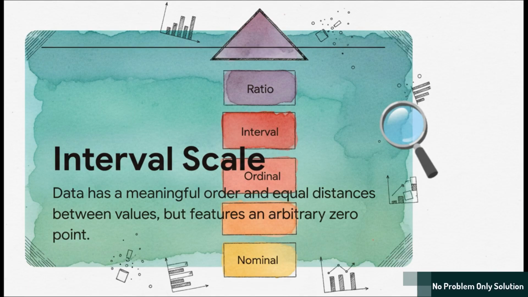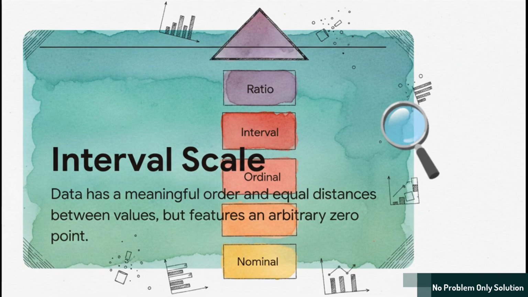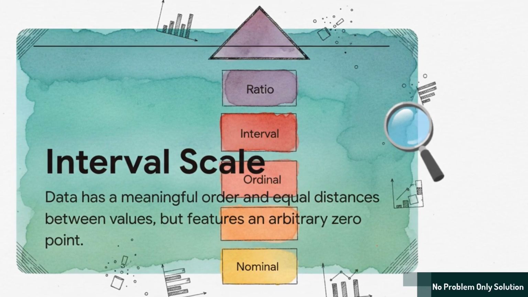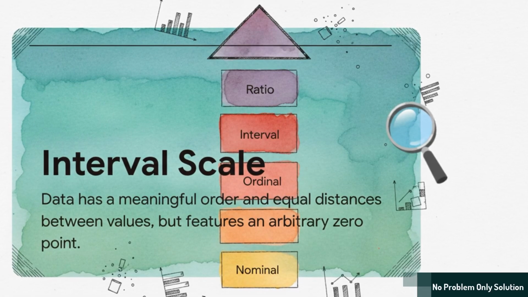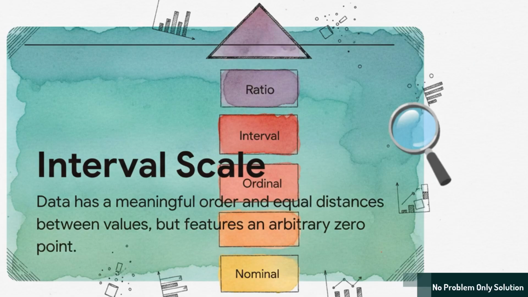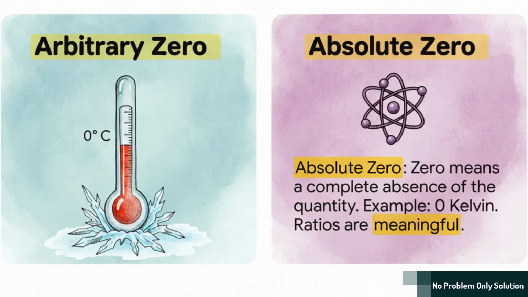We still have order, just like before, but now, and this is huge, the gaps between the numbers are equal and they mean something. But there's one little catch, and you've got to remember this. The 0 point is arbitrary. It's kind of fake. It's just another number on the scale, not a true beginning. And this right here really shows the single biggest difference between our top 2 levels.